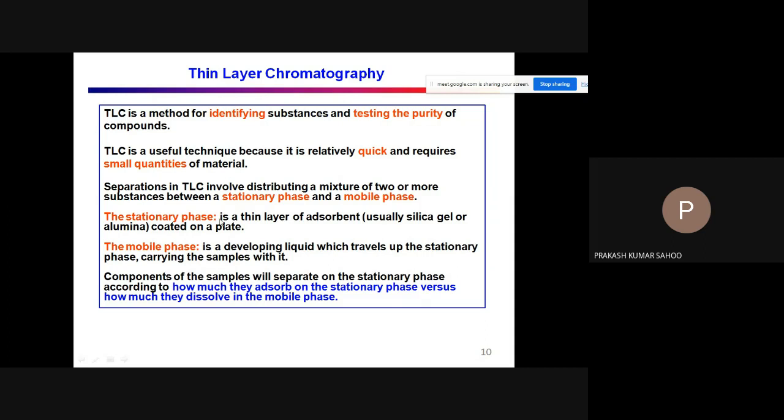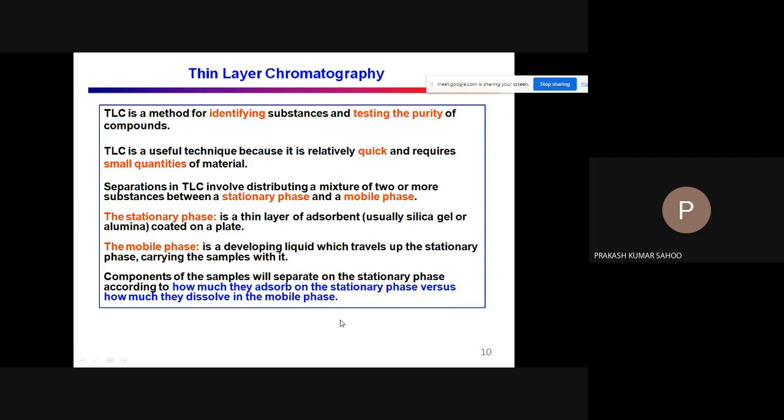So separation in TLC involves distributing a mixture of two or more substances between stationary and mobile phase. There will be two or more substances which can be separated. The stationary phase is the adsorbent, generally silica gel as already mentioned, or it may be alumina, means aluminum oxide, coated on a plate. And the mobile phase is a developing liquid which travels over the stationary phase carrying the sample with it. That means the mobile phase is the solvent we have taken in the chromatogram or the chromatographic chamber. It is hexane or ether or a mixture of both.